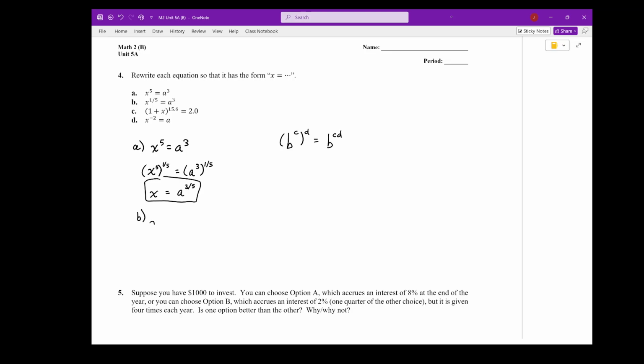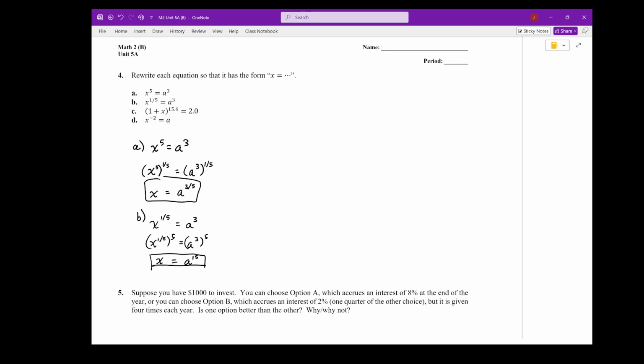So for b, I've got, sorry, x to the 1/5 now equals a cubed. So instead of raising it to the 1/5 like I did in the previous problem, I'm going to raise them both to the fifth. And this will turn into x, and this will turn into a to the 15th, because it's a cubed times a cubed times a cubed 5 times, so there's 15 a's there.